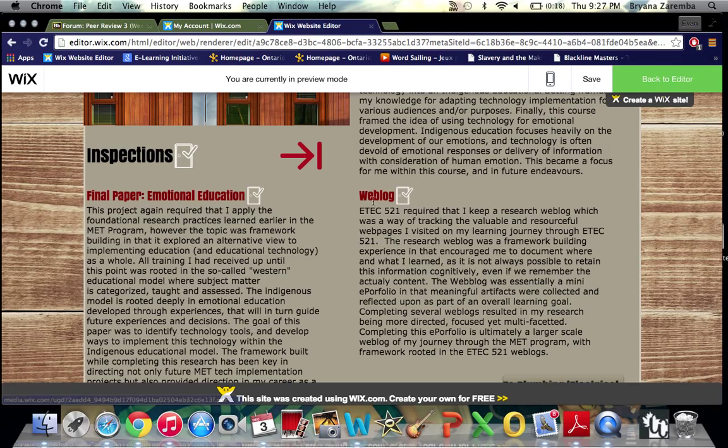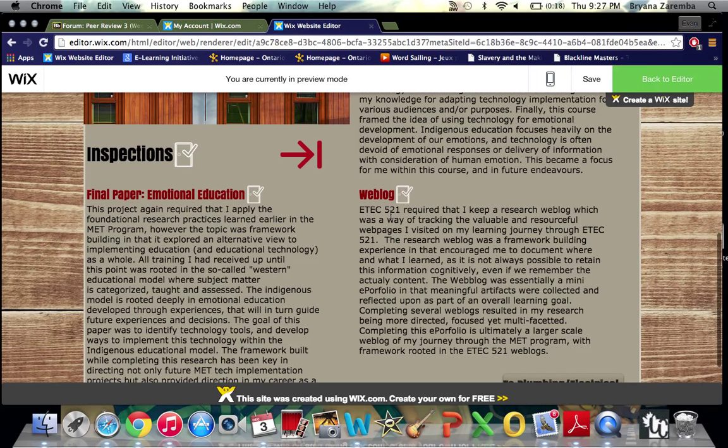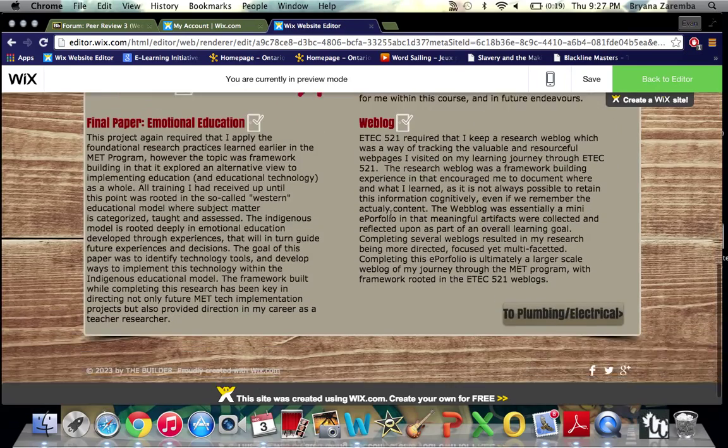And also this web blog that I completed required that I keep track of all the valuable web pages and resources I encountered. It sort of was the first e-portfolio I completed in the program, in that it helped me keep track of the meaningful learning experiences that I had.